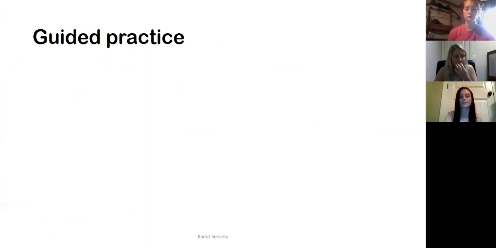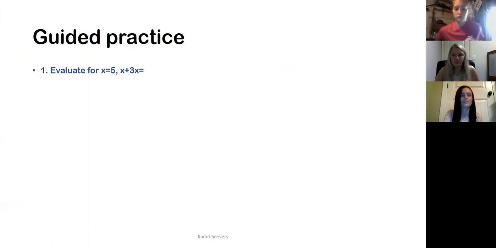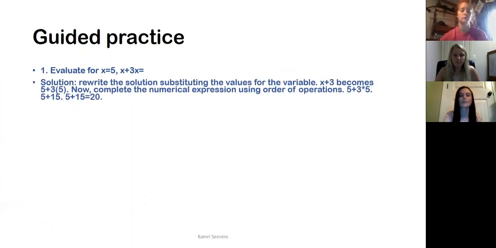Now we are going to do some problems together. Number 1, evaluate for x equals 5, x plus 3x. The solution would be to substitute the values for the variable. X plus 3x becomes 5 plus 3 times 5. Now complete the numerical expression using order of operations. 5 plus 3 times 5 would become 5 plus 15, which equals 20.